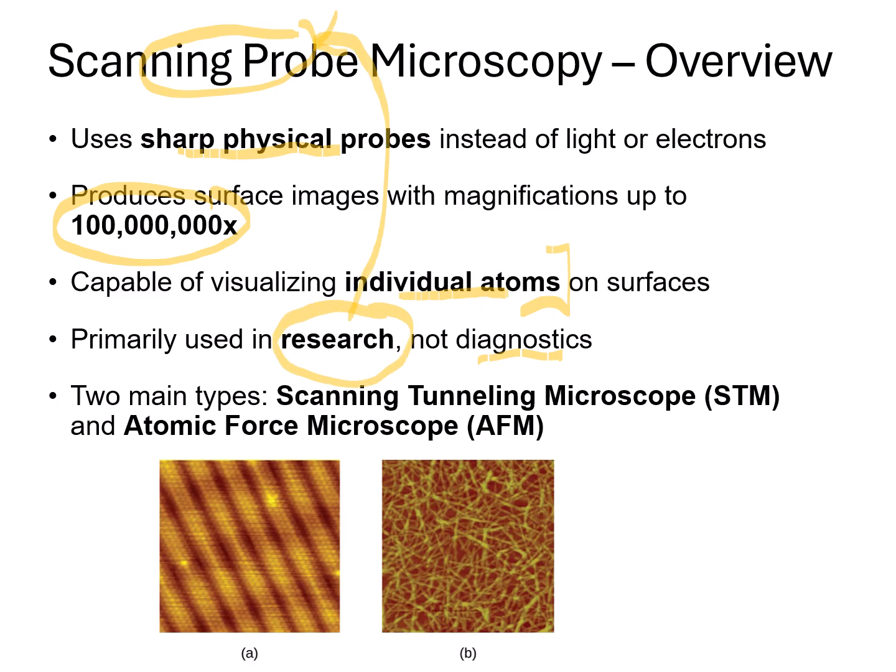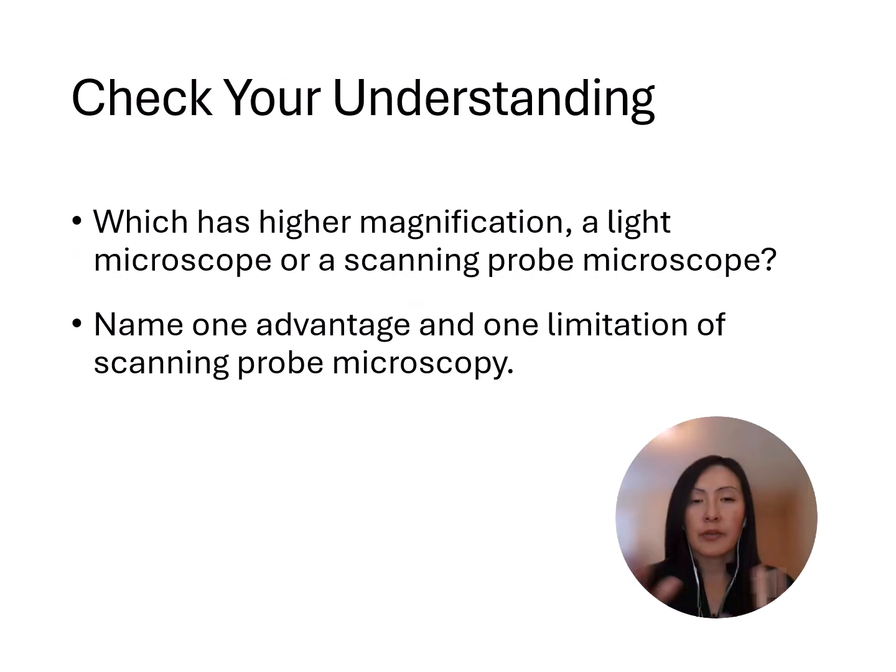And there are two main types: scanning tunneling microscope versus the atomic force microscope. And for our class, we're not going to learn about the details for these two. Another quick checkpoint, which has a higher mag? We just learned the scanning probe microscope has much higher magnification, right? Up to 100 million times compared to the light microscope, which is about 1,000 times. An advantage of scanning probe microscopy is that you can see individual atoms on a surface, so super high resolution, but a limitation could be that we don't really use it for diagnostics. It's usually only used for research.